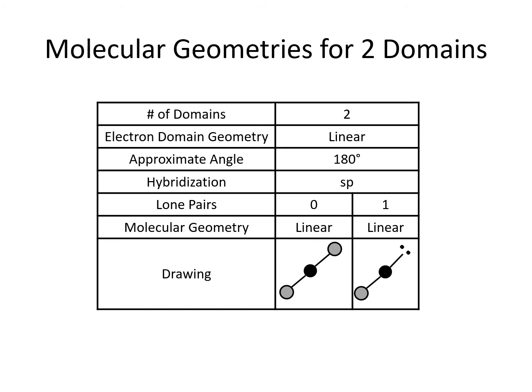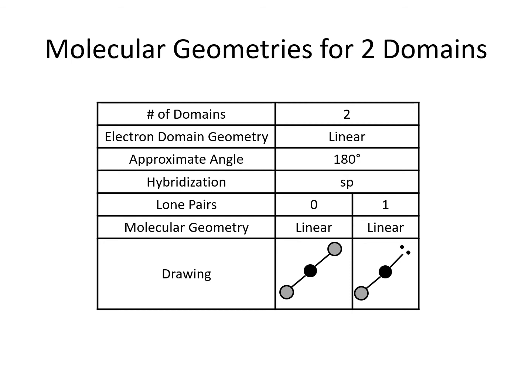When there are 2 domains, the molecule has a linear electron domain geometry and a corresponding 180-degree bond angle. We'll talk about hybridization in the next chapter, but for future reference, 2 domains will correspond to sp hybridization. If the molecule has 2 domains and 0 of them are lone pairs, that means there are atoms attached to the electrons in both domains. The atoms are doing the same thing the electrons are doing, so it will have the same name. It will have linear electron domain geometry and linear molecular geometry.